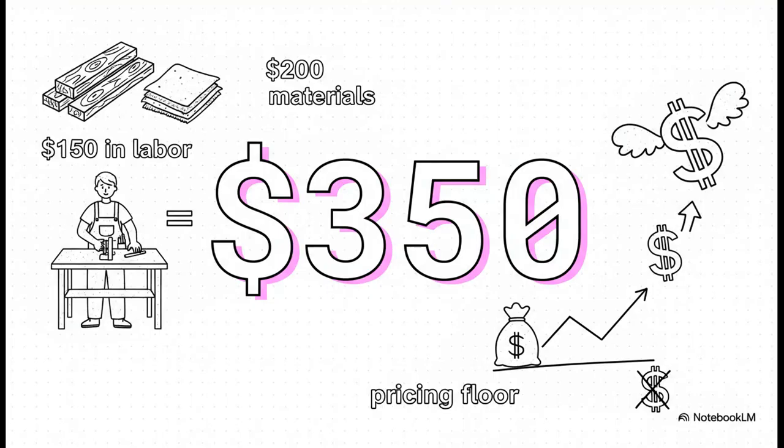And now we just put the two pieces of our puzzle together. The $200 in materials plus the $150 in labor gives us a total prime cost of $350. And that number is everything. It tells our furniture maker that if they sell this table for anything less than $350, they are literally paying the customer to take it away. Pricing has to start above that number.